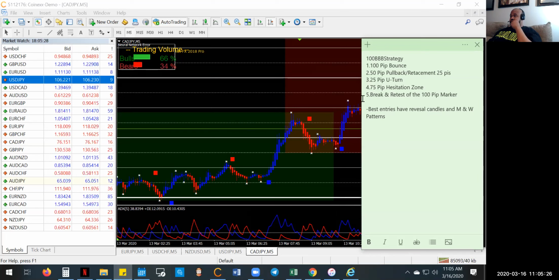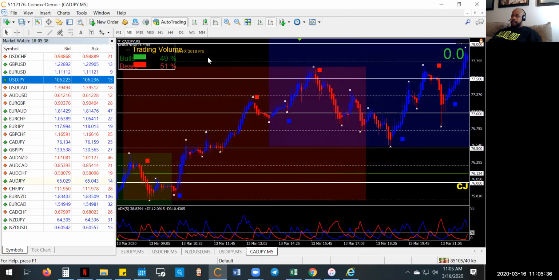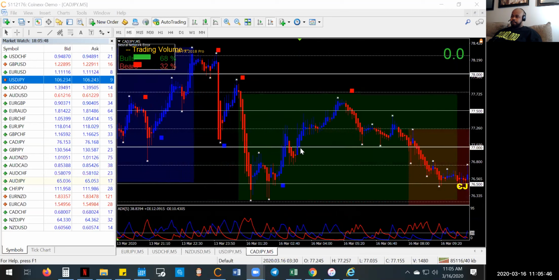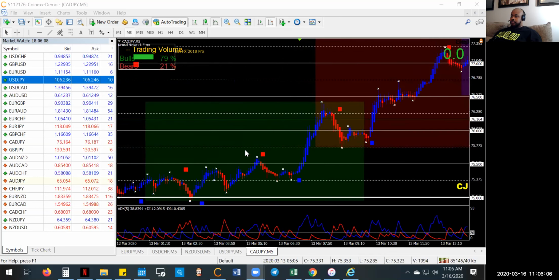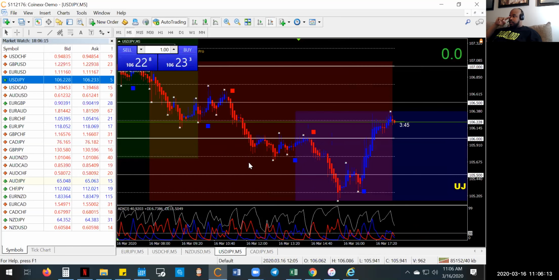Is the 75 pip hesitation, which is my new favorite. This is my favorite trade to take from my strategy now. Just looking for one. This is a 50 pip one, 50 pip pullback. I'm looking for the 75 pippers. I know I saw one, I think it was a UJ. Yeah, this one right here that played out this morning.